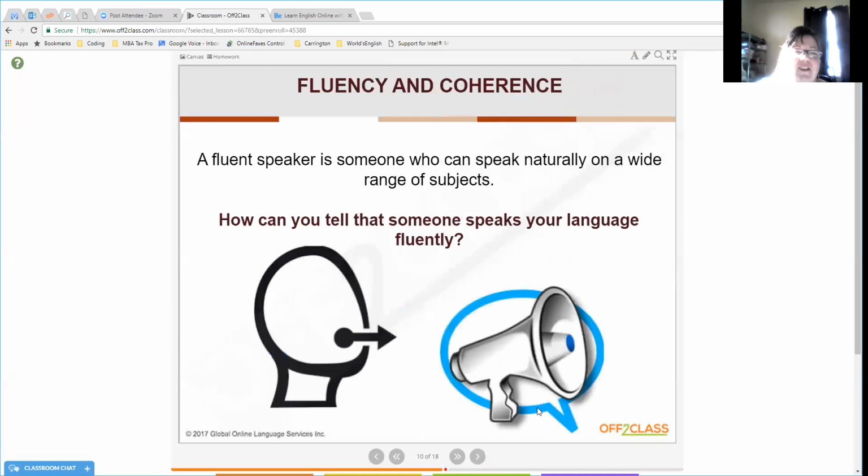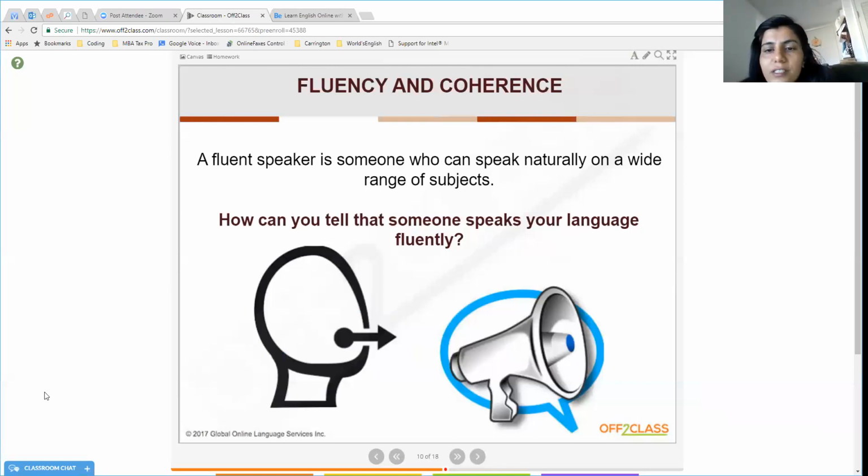So, okay. A fluent speaker is someone who can speak naturally on a wide range of subjects. So thinking about your own language, how can you tell that someone speaks your language fluently? What is your native language? Hindi. Okay, so if you were listening to someone speaking in Hindi, how would you know they were speaking fluently?